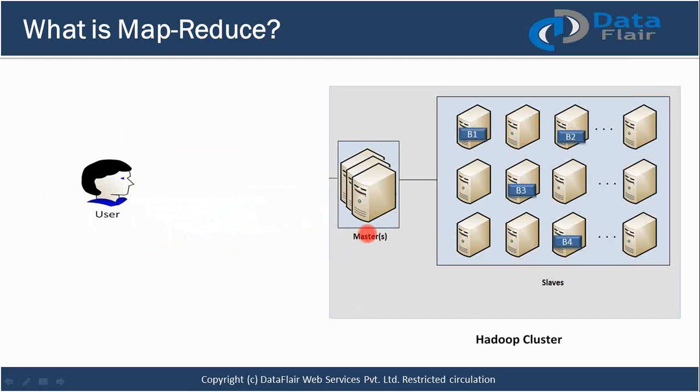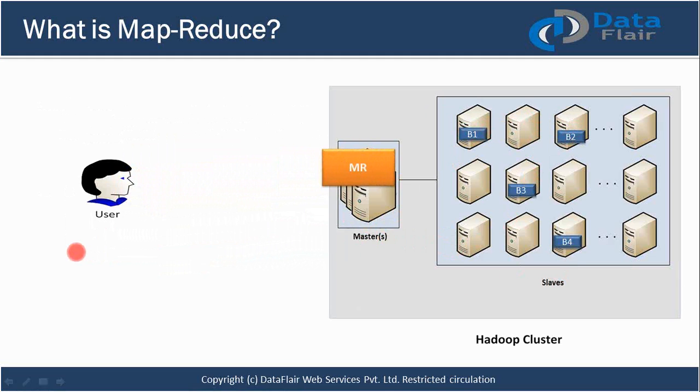The user has already given that data. Now the user needs to develop a code, an algorithm, that is a MapReduce job. The user will develop a MapReduce application and submit the same application to the master. He will submit this algorithm to the master.